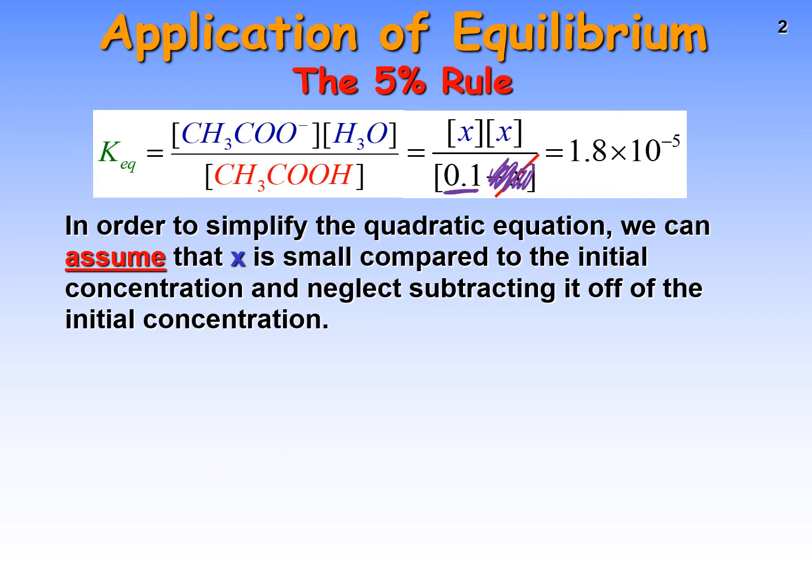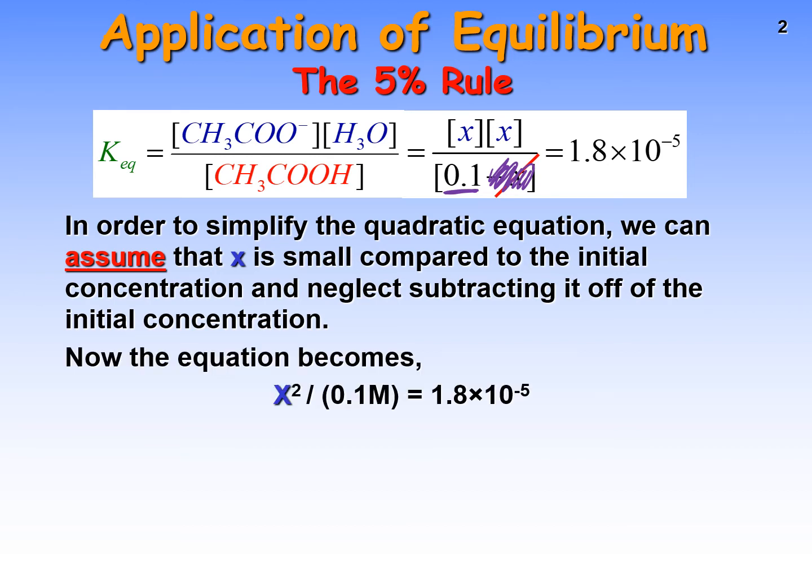This changes the problem from being a quadratic equation to just a simpler expression. It's not a quadratic anymore. So our equation effectively becomes x squared over 0.1 molar. This is a much easier equation to solve, right? We multiply both sides by 0.1 molar.